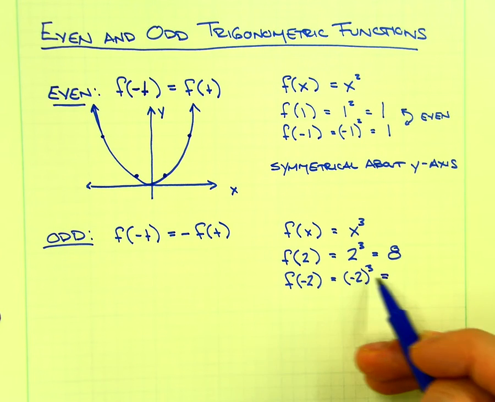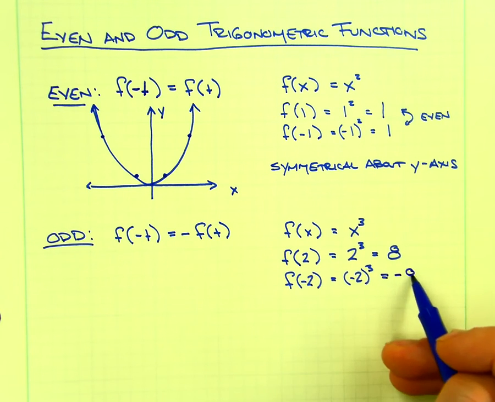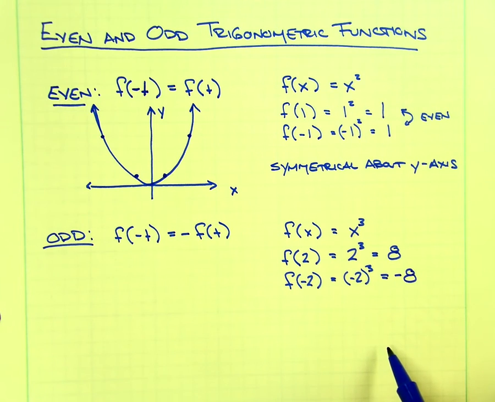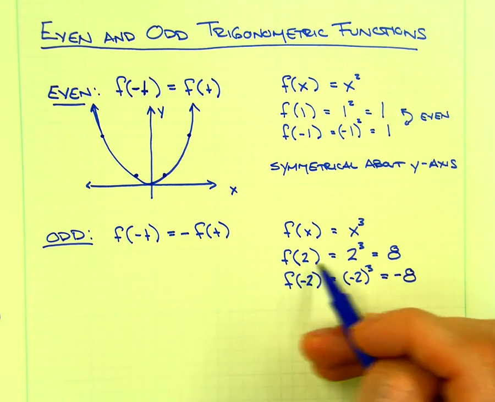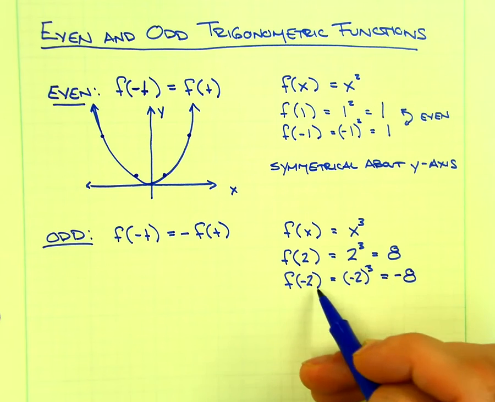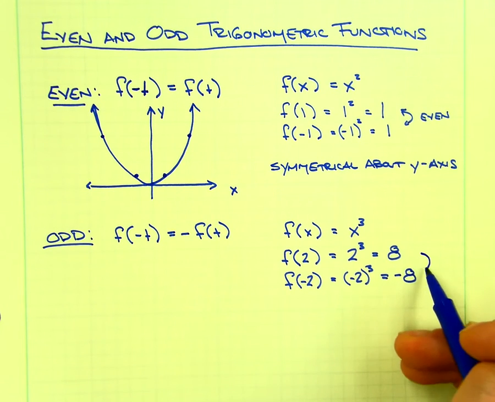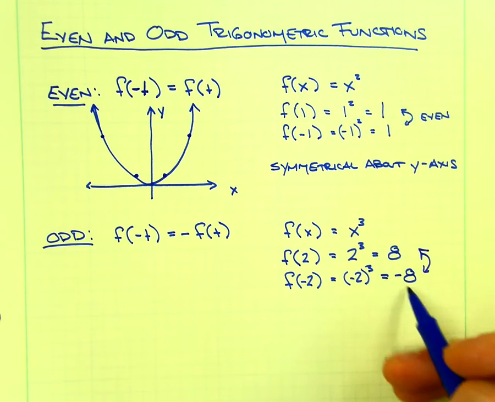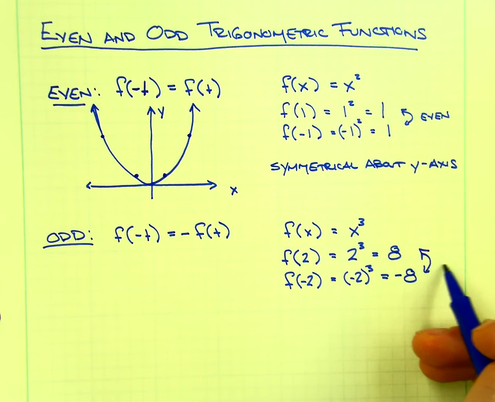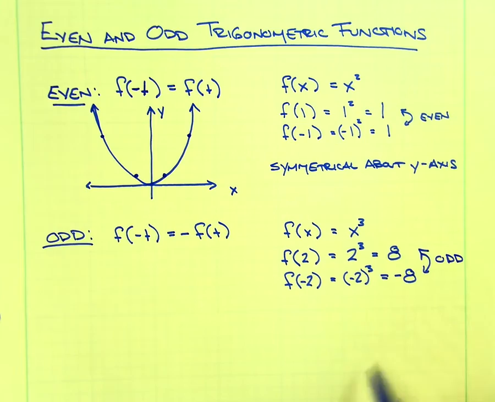Okay? And then 2 times 2 times 2 is going to be equal to 8. So this is going to be negative 8 right here. So I've got f of 2 is equal to 8, and f of negative 2 is equal to negative 8. So these are negatives of one another, right? Same absolute value, but one is the opposite. One's going to be a negative of the other. This tells me that they're going to be odd, and that's exactly what this definition says.